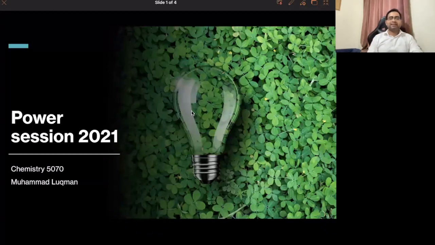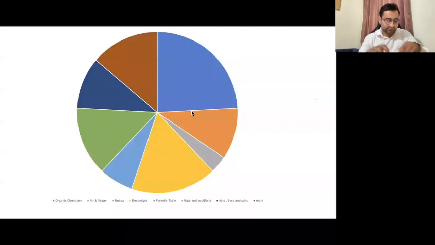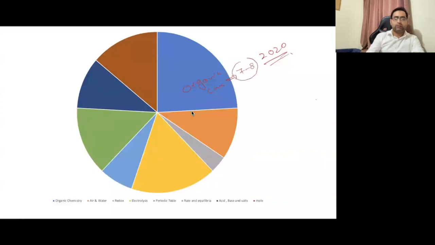Number one, if we see the previous year graphs, this is a graph of 2020, October, November. So a major portion in 2020 was for organic chemistry. In paper one, there are 7 to 8 questions from organic chemistry, which is a very big percentage for P1. The last questions, from 32 or 33 till 40, are for organic chemistry.